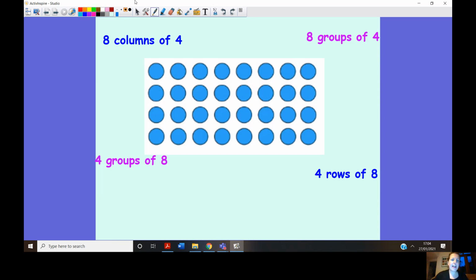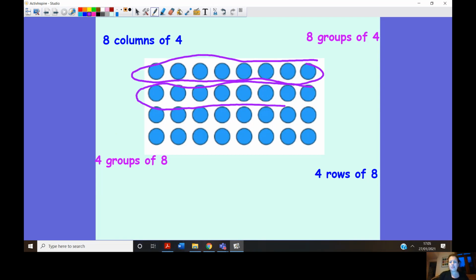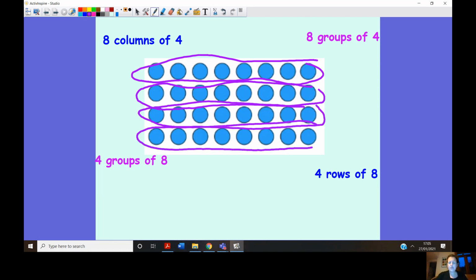Let's have a look at it again with our array. How many rows can you see? You can see 1, 2, 3, 4 rows of 8. Let's count how many we've got in each row. We've got 1, 2, 3, 4, 5, 6, 7, 8. Oh, my 8s are difficult. I'm going to count them on in my 4s, in my groups of 4.